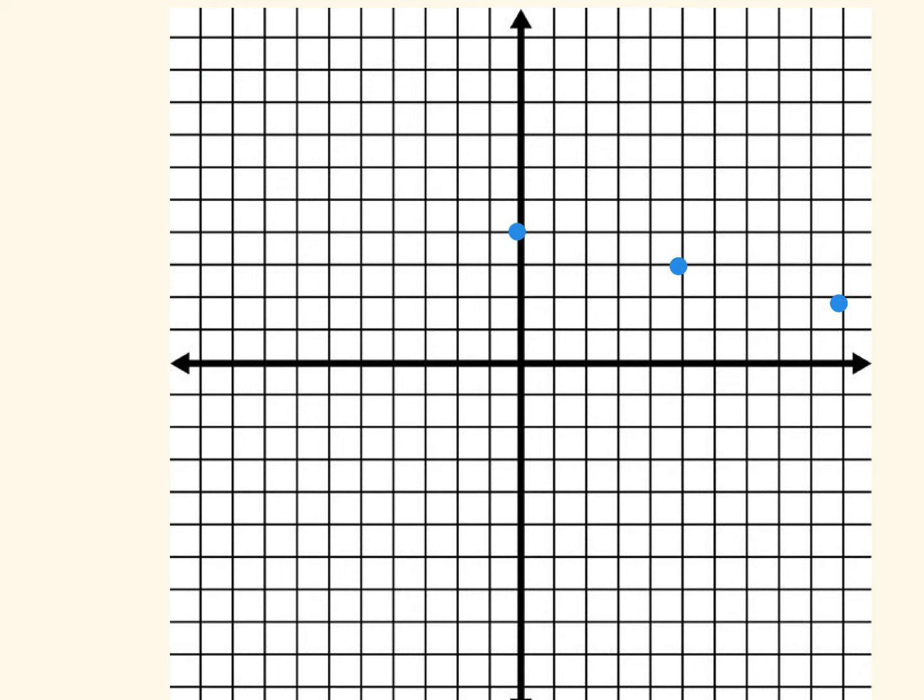Again, going in reverse, I'm going to go to the left 5, up 1, to the left 5, up 1. Whenever I'm going in reverse is when I do the complete opposites. This is the only time you should ever be going to the left. And so that's my line right there.